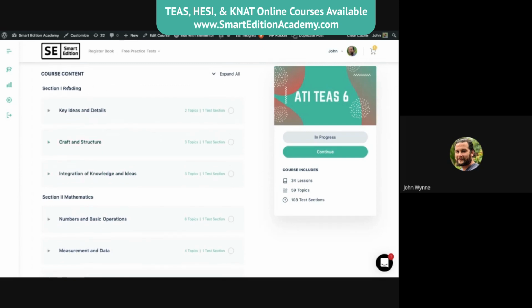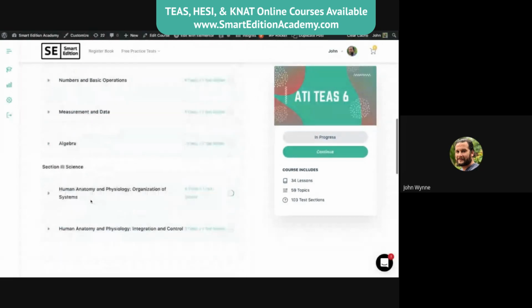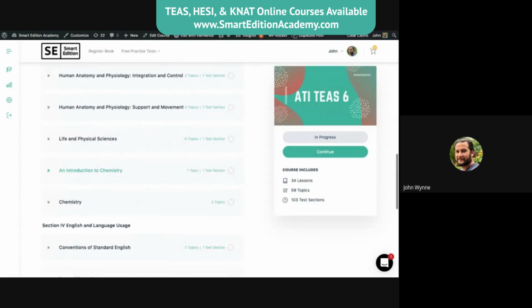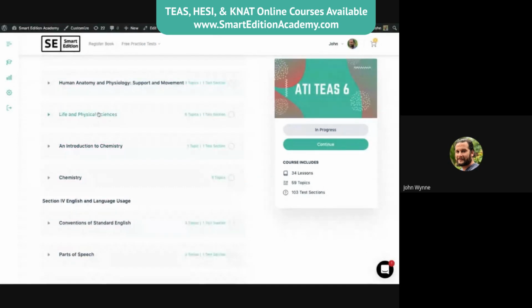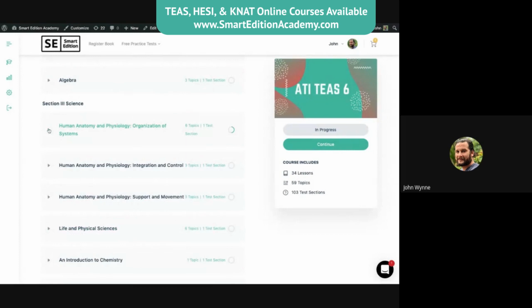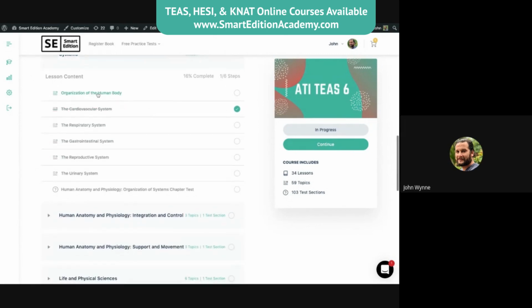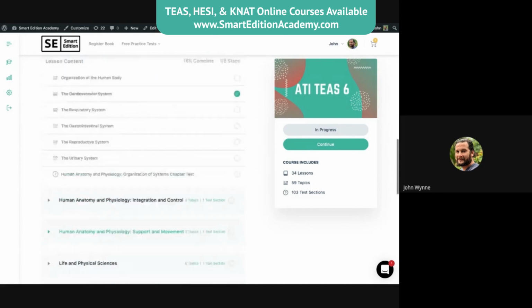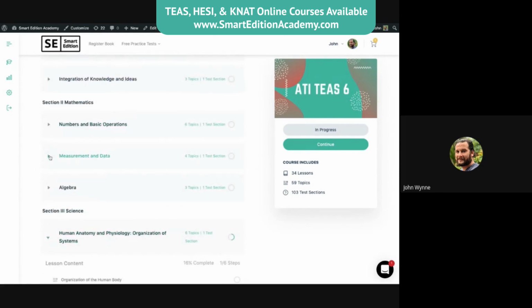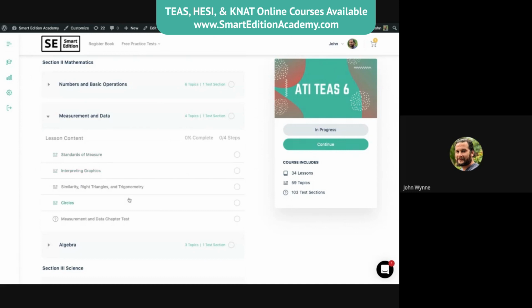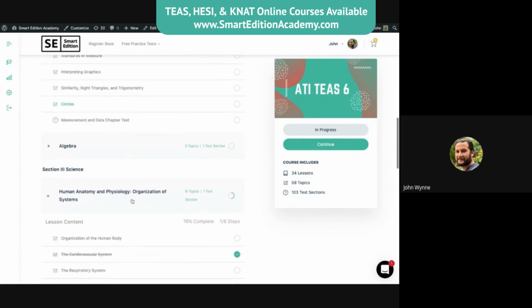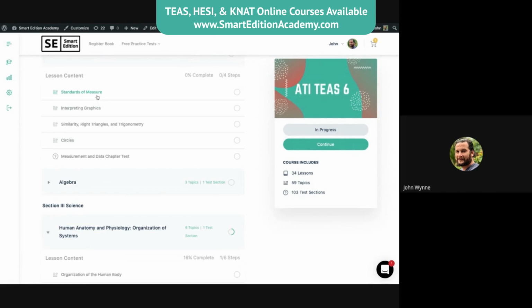So what we'll see is the course broken into the different sections. You have reading, math, science, and English. But within each topic, you'll have the different lesson modules. So this is A&P, organization of systems, and you would have those particular systems there. And if we look at math, you've got all those topics here, and you can jump into any of these lessons. So I'll jump into, let's do standards of measure.